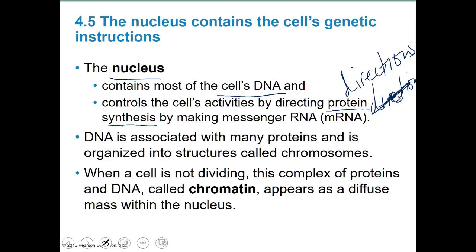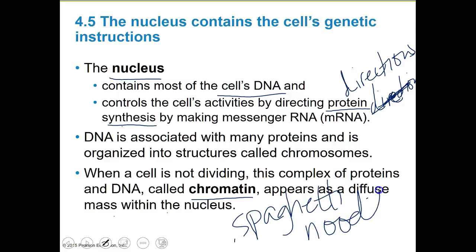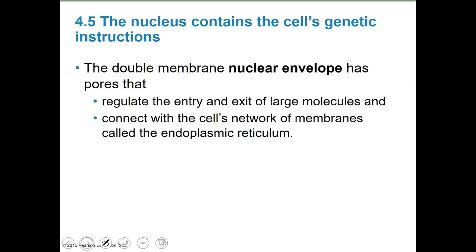So DNA is associated with many proteins organized into structures called chromosomes. We'll talk about this when the cell's not dividing and has some proteins with it. It's called chromatin because it looks like a diffuse mass within the nucleus. It's trying to tell you it looks like spaghetti noodles. Chromatin is going to be sort of equivalent to spaghetti noodles when we start getting there. So if you like that, get used to that.